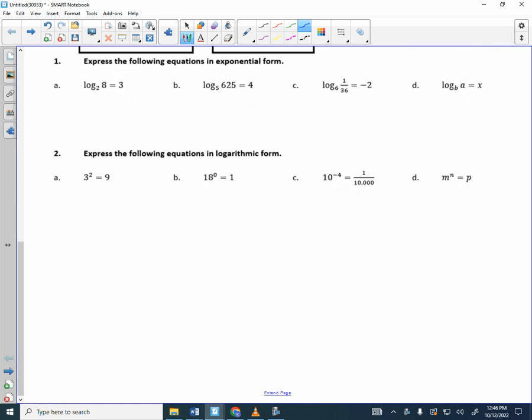It says express the following equations in exponential form. If you want to understand a logarithm, you have to understand exponentials. What does log base 2 of 8 equals 3 mean? Sometimes people think about a loop-de-loop, the 2 picks up the 3, goes to the 8. I just think that this is always the exponent, and this is the base. So 5 to the 4th is 625.